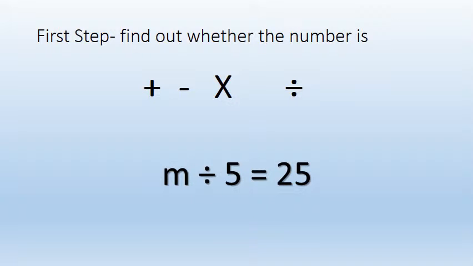Okay, we're ready for one last example before we get started. Again, our variable is M, meaning some number, we don't know that number yet, but we can figure it out. Some number divided by 5 will get us to equal 25.